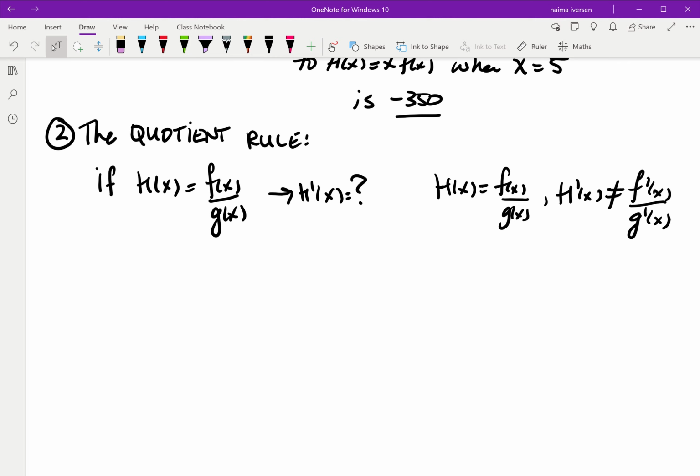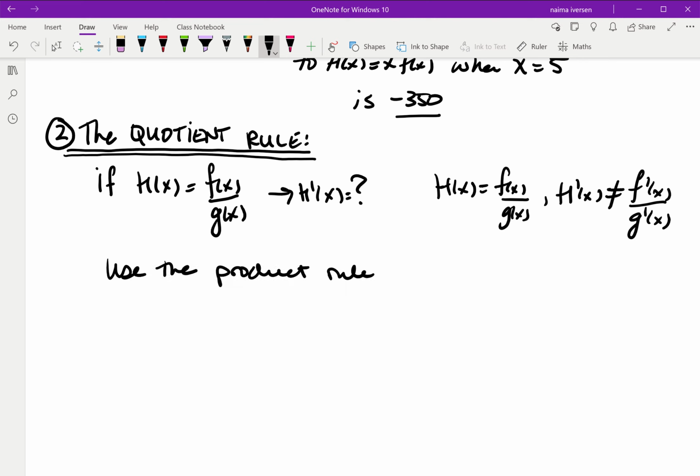Now, the algebraic proof for the quotient rule is identical to the product rule. You still add and subtract that middle number, and then you do the factoring and all that kind of stuff. So I'm just going to go through this a little bit more quickly, and I'm going to actually use the product rule for this.